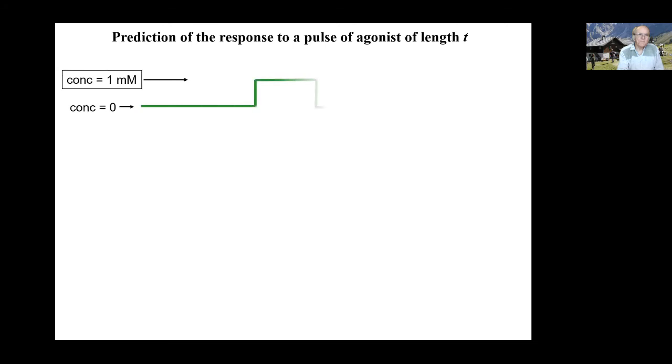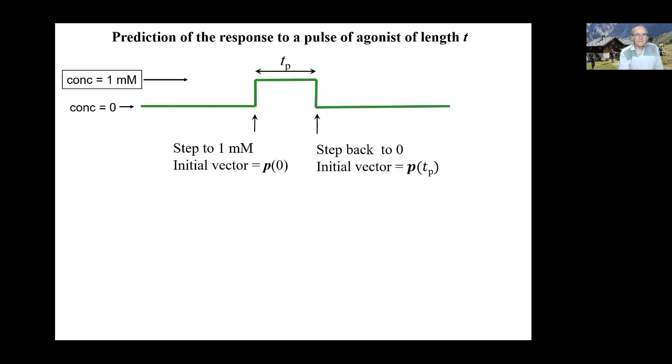What about the jumps? Well, the jumps are done with a very short jump of glutamate concentration from 0 up to 1 millimolar and then back to 0. This is how we normally do concentration jumps. The length of this may be only 1 millisecond. It's commonly the case. So that T pulse may be only 1 millisecond. How do we predict the response to that?